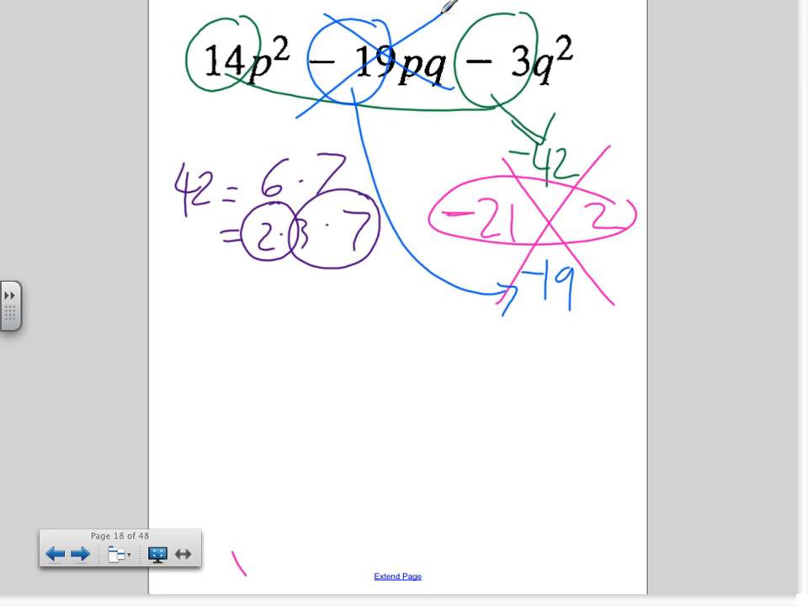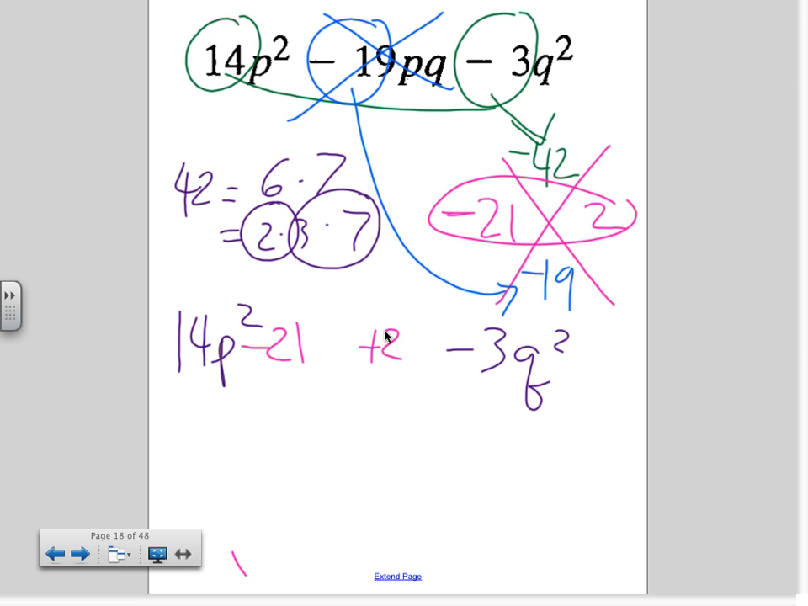I immediately get rid of that middle term completely. I don't need that anymore. All that I need is to write the first term, which is 14p squared. Last term is negative 3q squared. And you say, wait, that means I only have two terms. Where am I going to get the other two terms to make it 4 terms? Guess what? You just found them. Negative 21 and 2. So we take that one right there and write it in. Negative 21 and positive 2.